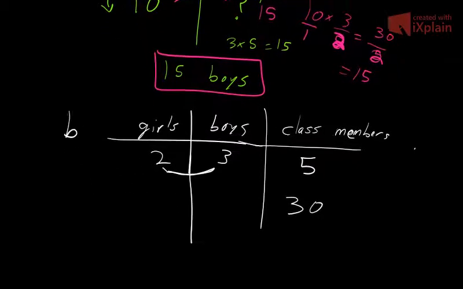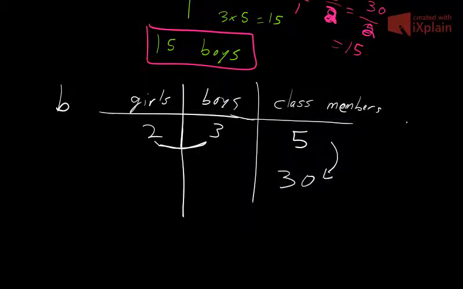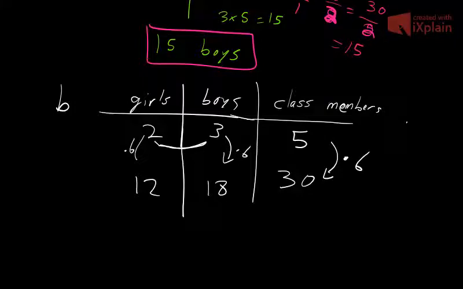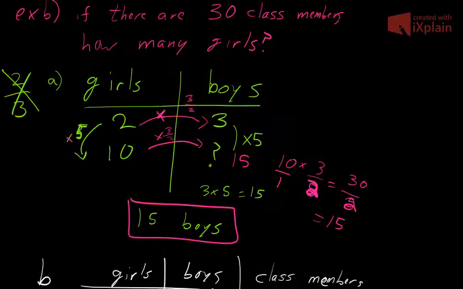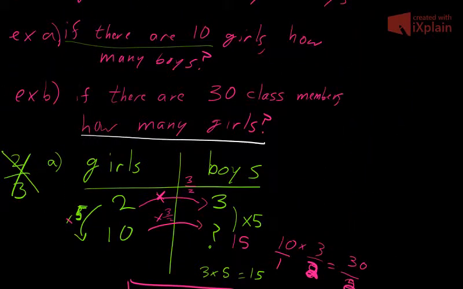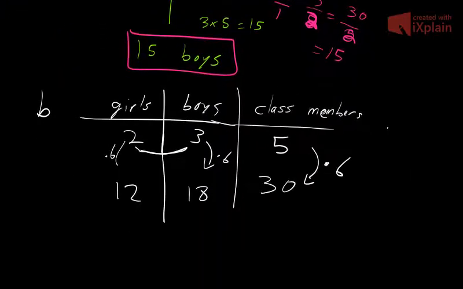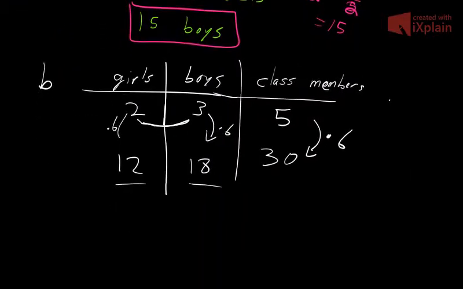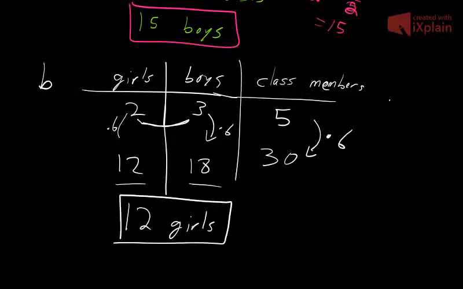So then I have to ask, what do I do to the 5 to get to 30? Hopefully we know that's multiply by 6. So to find my other numbers, I'm going to multiply by 6 going down as well. 2 times 6 is 12, 3 times 6 is 18, and 5 times 6 is 30. So I'm asking how many girls. I could actually say there's 12 girls and 18 boys, but it's only asking for the number of girls. So I'm going to say there are 12 girls in this class.